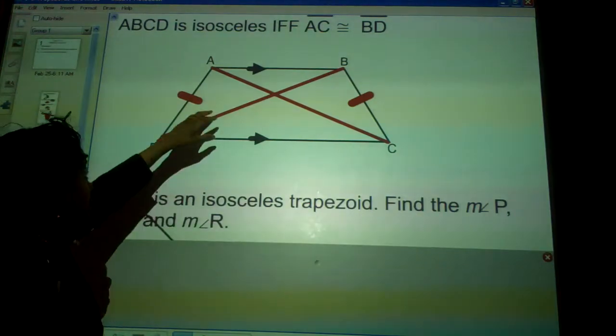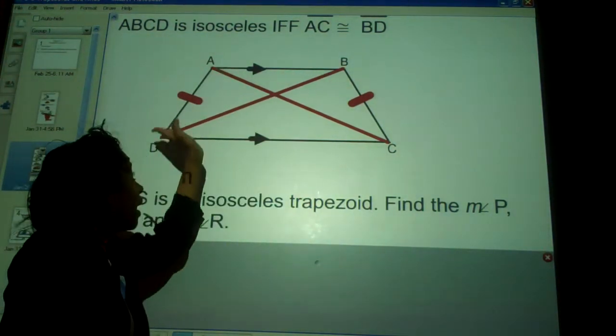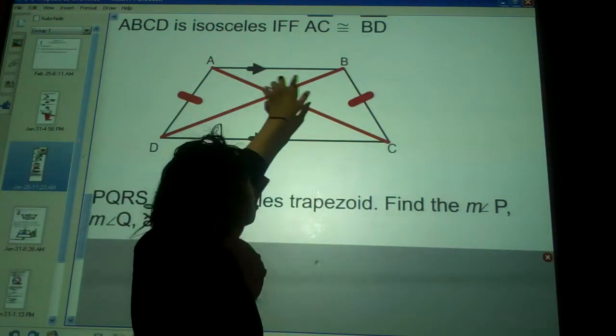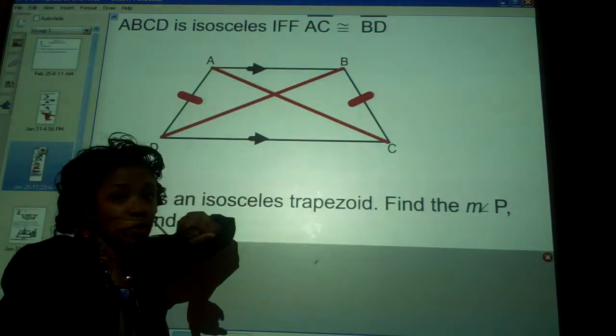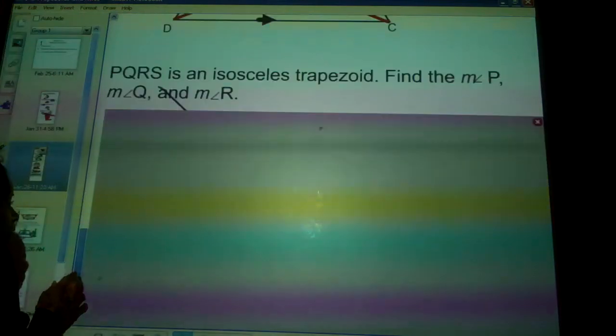And again, on an isosceles trapezoid, the two legs that are not parallel, for example, AD and BC, I know that those are the two legs that must be congruent. Remember, you have a pair of congruent legs on an isosceles trapezoid.